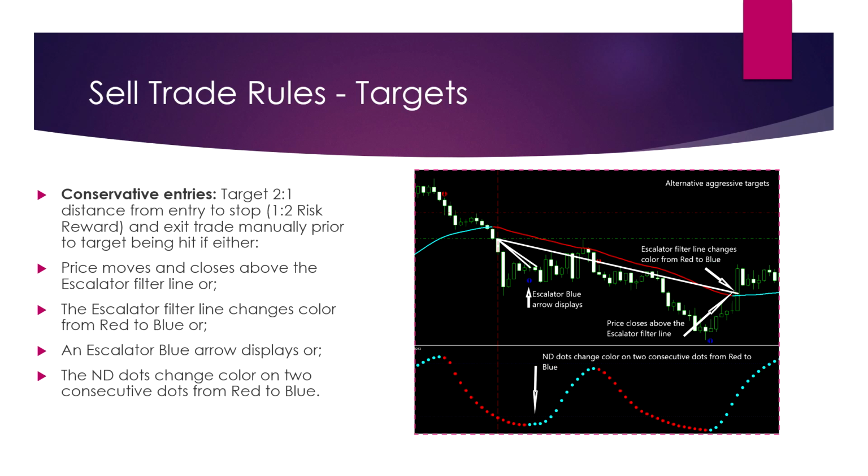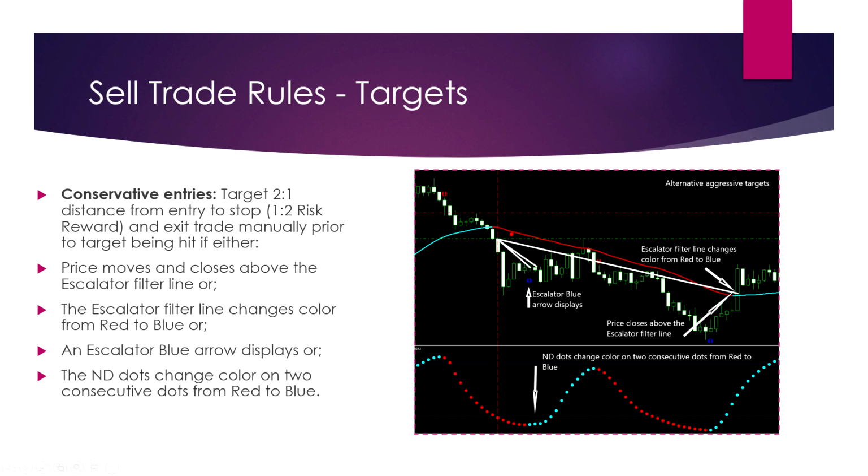Conservative entries. Target 2 to 1 distance from entry to stop, so 1 to 2 risk reward, and exit the trade manually prior to target being hit if either price moves and closes above the escalator filter line, or the escalator filter line changes color from red to blue, or an escalator blue arrow displays, or the ND dot changes color on 2 consecutive dots from red to blue.